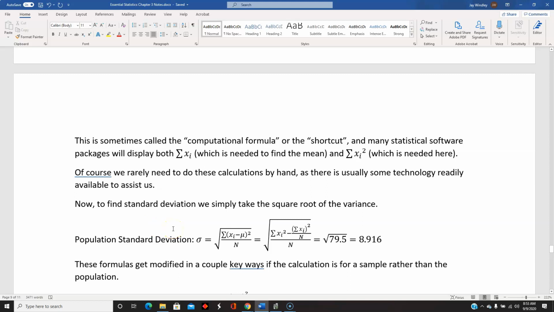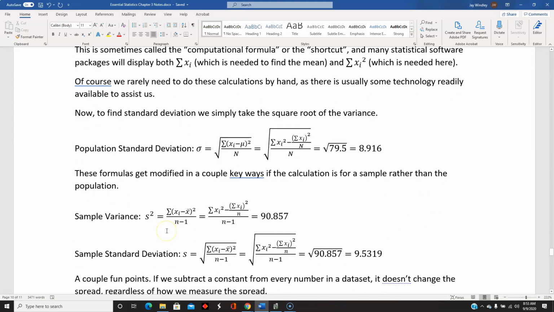Now, these formulas get changed in a few key ways if we're talking about a sample. So first of all, the sigma, instead of a Greek letter, becomes a regular letter S if we're talking about a sample. S squared if it's the sample variance. That's the first change. Second change, instead of subtracting mu, the population mean, we're subtracting x bar, the sample mean. Third difference, instead of dividing by capital N, which is the population size, we're dividing by lowercase n, which is the sample size.